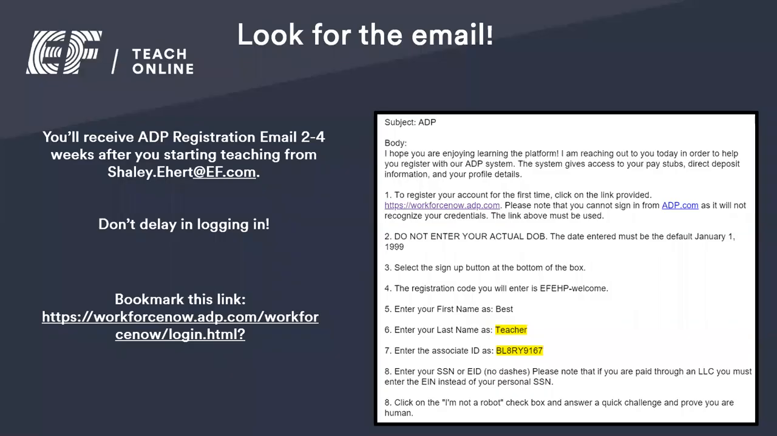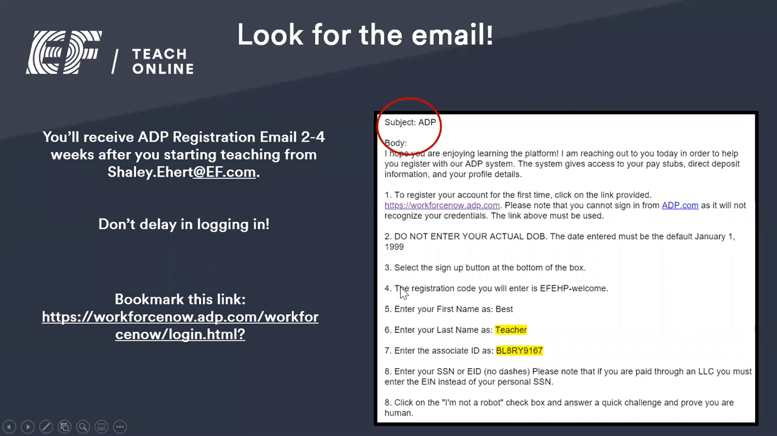So the first part of this process is to receive that ADP registration email. The subject should say ADP or something related to pay. So if you haven't seen that come in yet, it may be because it hasn't been 2 to 4 weeks after you've started teaching with us. It should come from somebody at EF, so definitely look out for that email. I know we send you guys a lot of emails, so just look out for that. And again, it should have something as ADP or payment in the subject line.